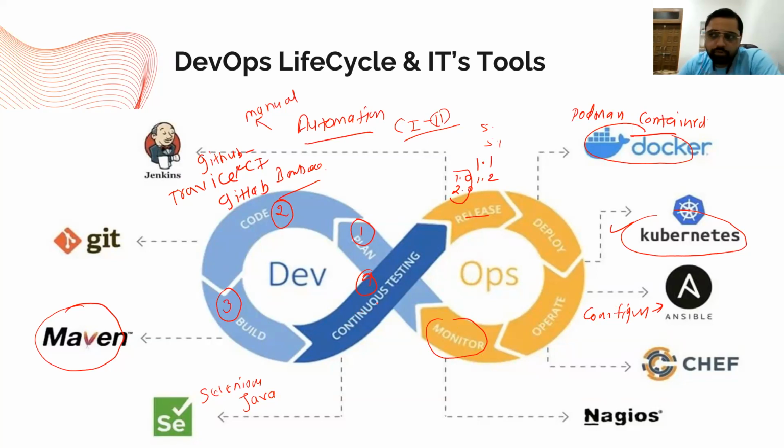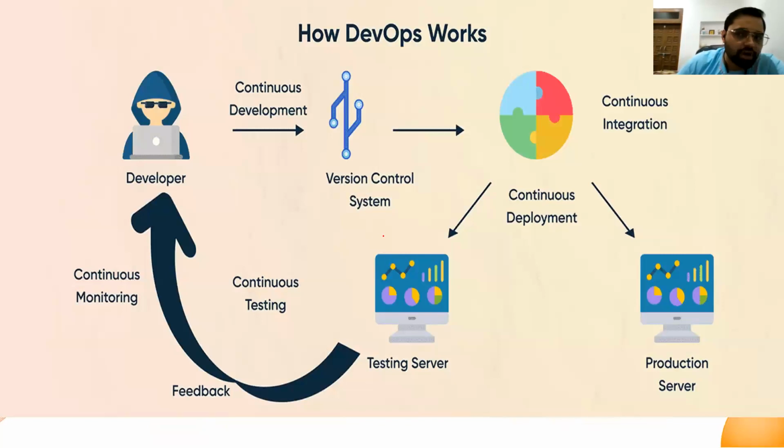As I already told you, monitoring means checking that there is no missing security patch, and there is no compromise with the security, and you monitor everything with those tools. So these are the basic tools which we use. Tools and lifecycle I have explained. So next, how DevOps actually works.